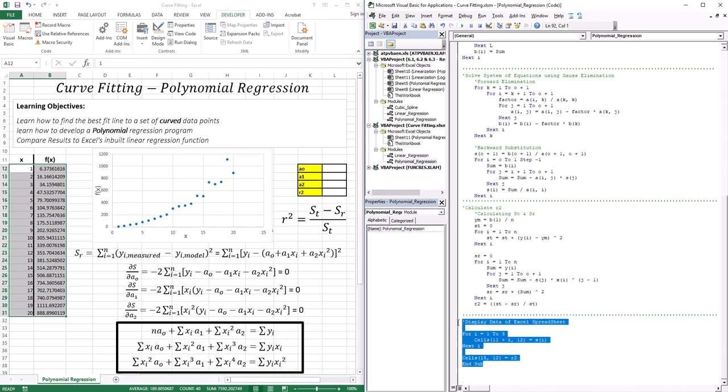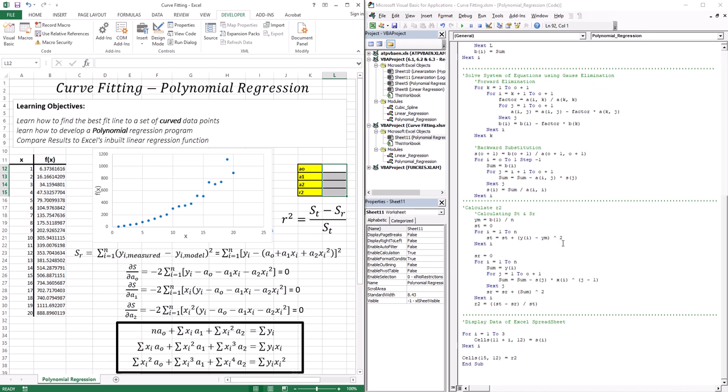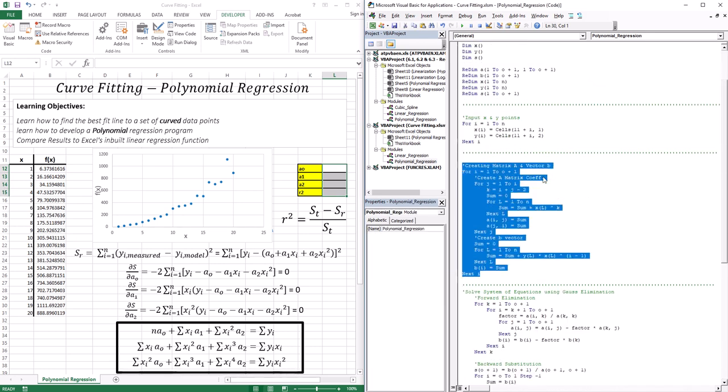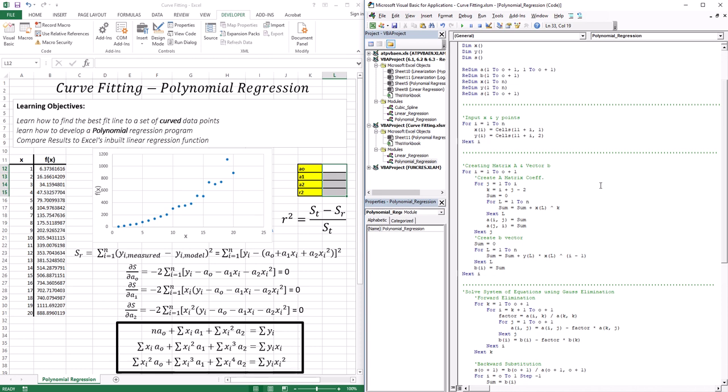And this is just the display code that displays my answers here. Okay, so let's actually go through the main part of the code that you need to learn, which is creating matrix A and B. So the first thing is the outer loop.